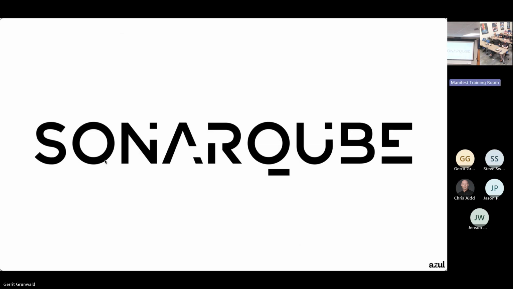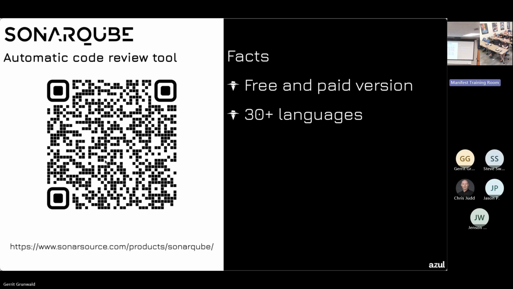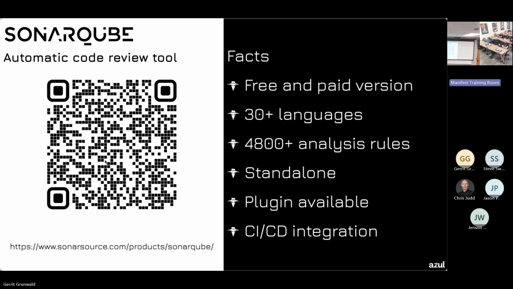Then there's SonarQube. Probably many of you know that. Very similar. They can even do more. They have also free and paid version. They have 30+ languages, which is one of the reasons why they are so popular, because you can also cover JavaScript and all these kinds of things. It has more than 4,800 analysis rules. It's a standalone version, also plug-in, and also CI/CD integration.